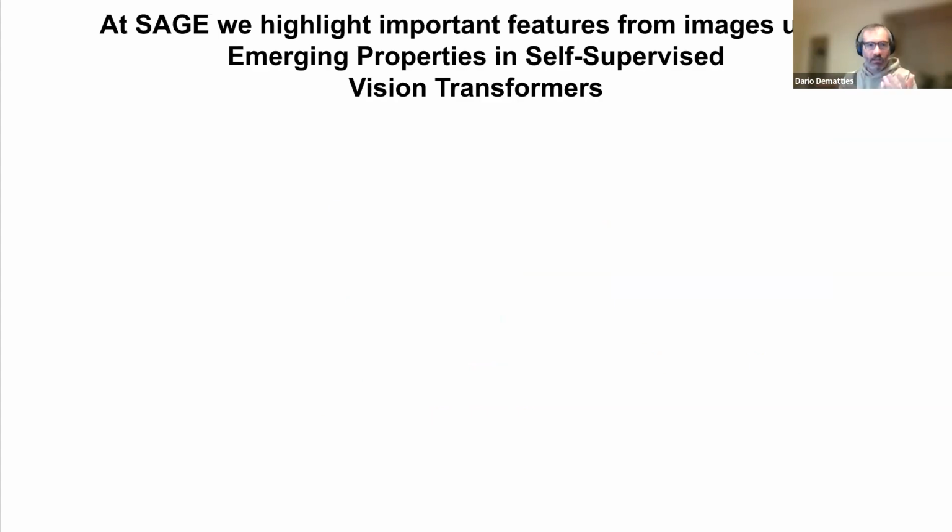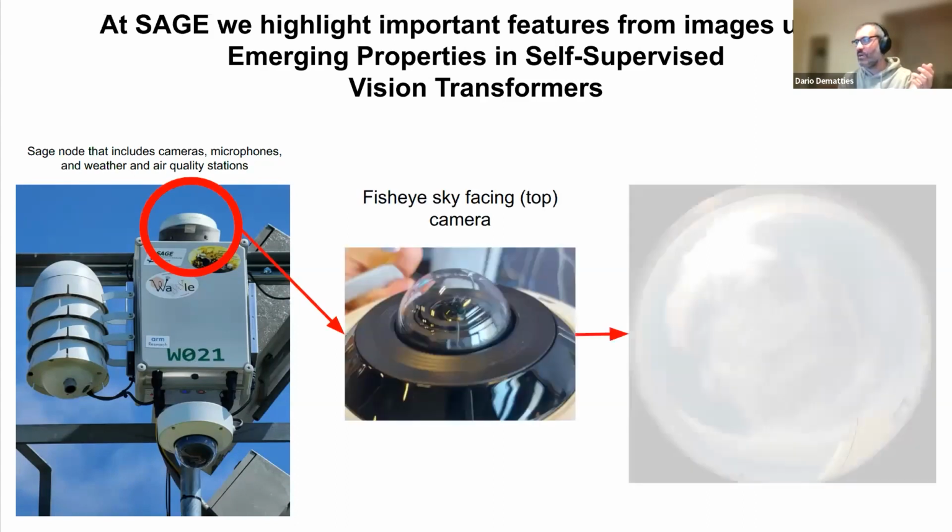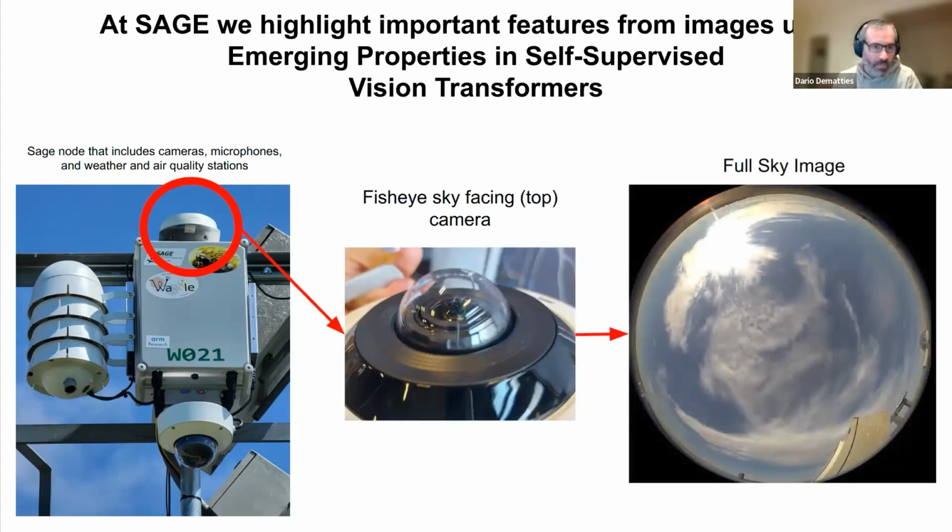So at Sage, our first approach to self-supervised learning is using our fish-eye sky-facing camera. Basically, what we are doing is training a vision transformer to highlight semantic properties from images automatically, without human intervention, without labels, using joint embedding architectures. I will explain in detail all those parts that I am naming now.